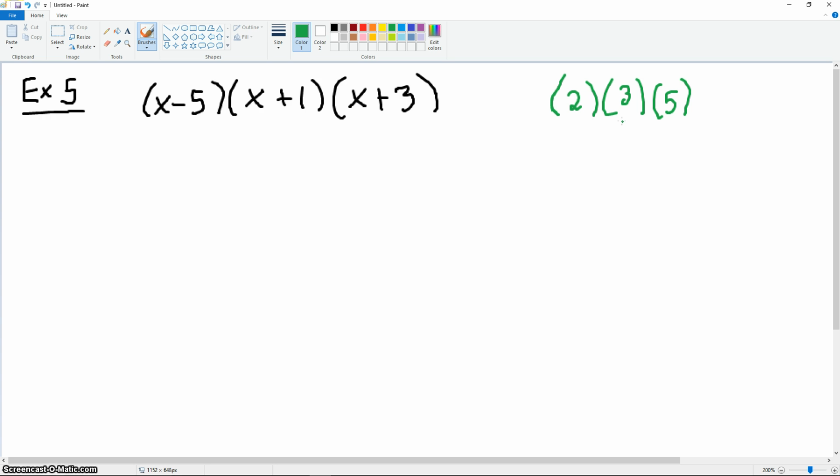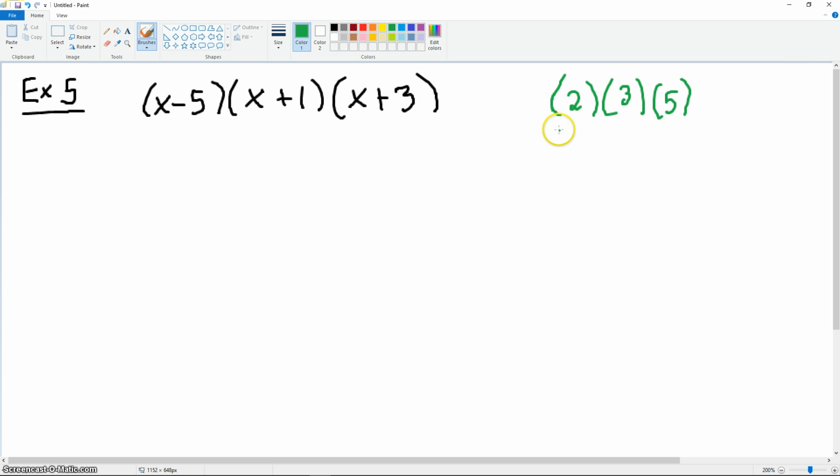30, right? There's a lot of different ways that you could have gotten this answer. You could have said 2 times 3 is 6, then 6 times 5 is 30. You could have said 2 times 5 is 10, and then times 3 is 30. You could have said 3 times 5 is 15, times 2 is 30.